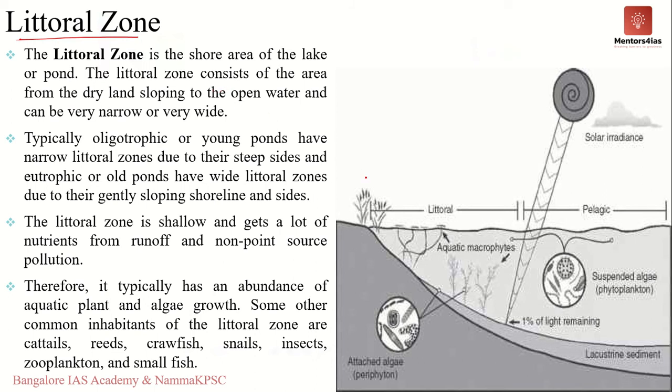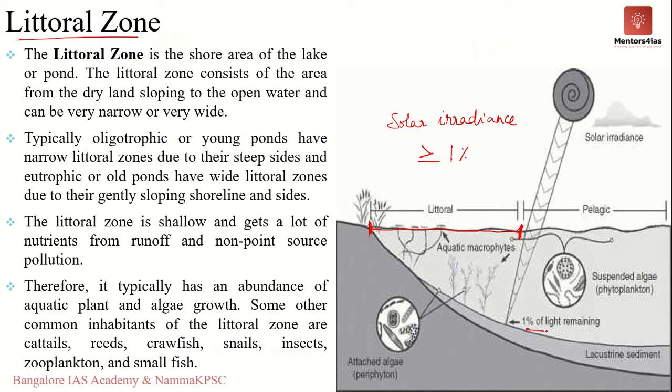Now a littoral zone is very simple. The littoral zone is the near shore area of a lake. It extends outward from the shoreline to approximately the location at which the solar irradiance, that is the amount of sunlight received along the bottom of the lake, is 1% or more when compared to the amount of sunlight received along the surface. I hope you understood this.